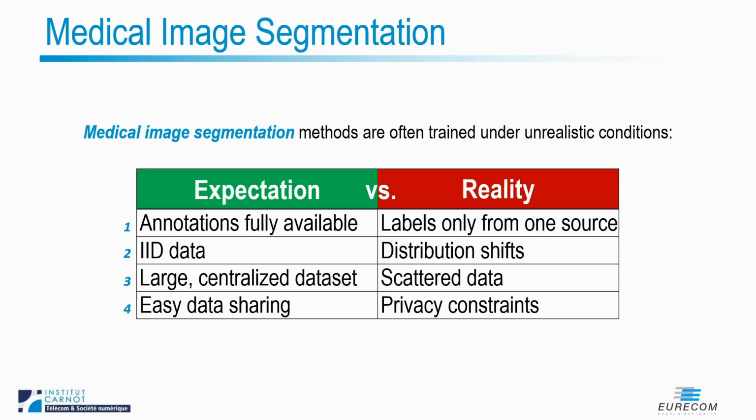Our premise is that medical image segmentation methods are often trained under unrealistic conditions, which we summarized in 4 points inside this table. The first point is that the labels required for training are not fully available, but limited to one source. The second is that data from different regions is not identically distributed, but suffers from distribution shifts. The third is that data is not centralized inside one large dataset, but scattered across institutions. Finally, these institutions cannot communicate freely, but they must comply with privacy constraints.